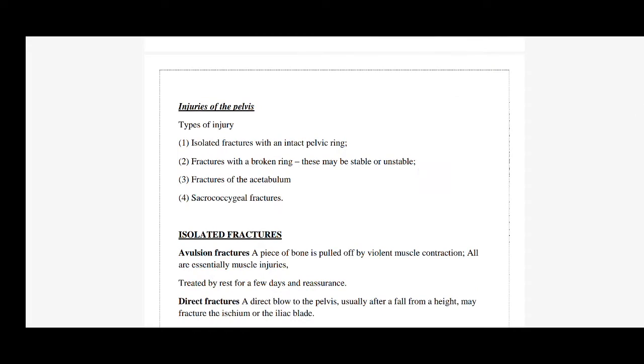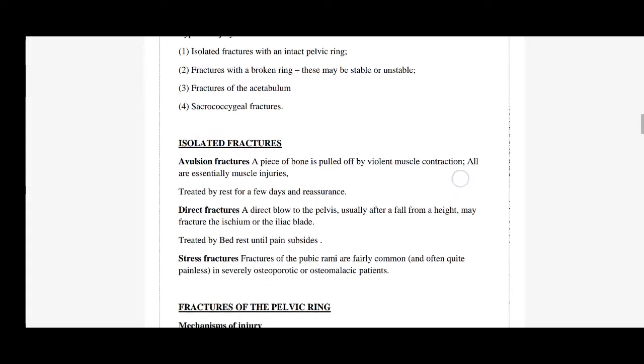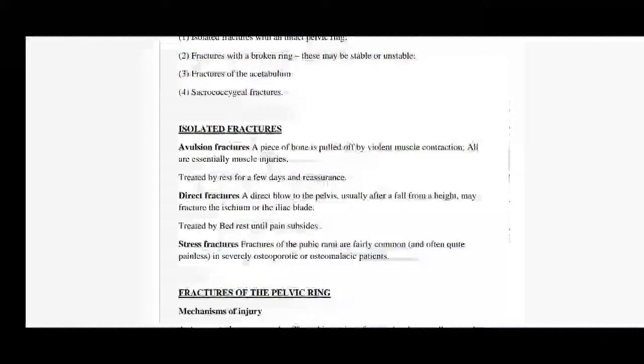Type 1, isolated fracture with intact ring. Type 2, fracture with a broken ring, whether stable or unstable. Type 3, fracture of the acetabulum. Type 4, sacrococcygeal fracture. So isolated fractures can be divided into avulsion fractures, direct fractures, and stress fractures. Avulsion fracture means a piece of bone is pulled off by violent muscle contraction.